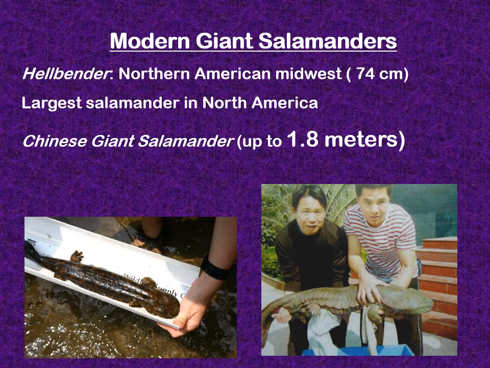Our modern giant salamanders include the hellbender, which is the largest amphibian we have in North America. Keep in mind it's about 74 centimeters long, so that's about 3 feet. So hellbenders, which we can find in southern Wisconsin, northern Illinois, can be quite large. But the Chinese giant salamander at 1.8 meters, so that's really the largest right there. Those things get absolutely huge, and they can actually take your hand off. They're pretty feisty.